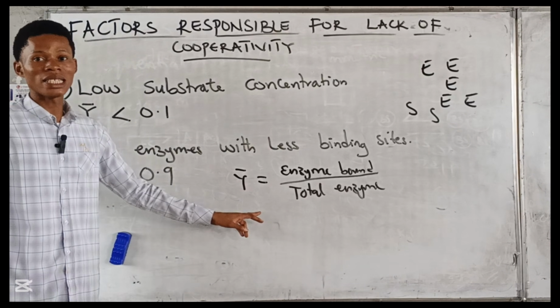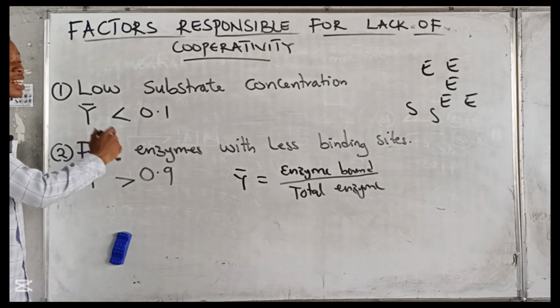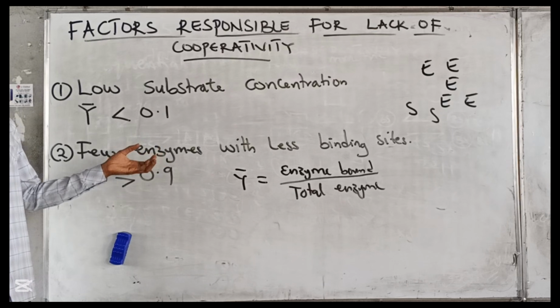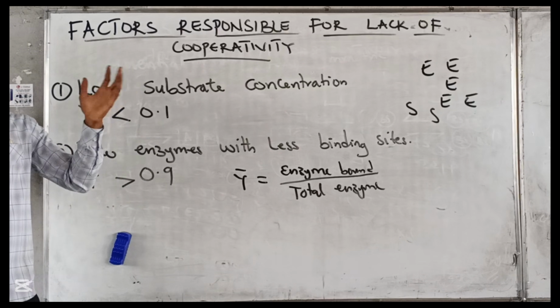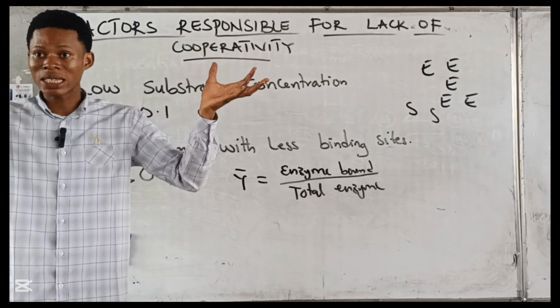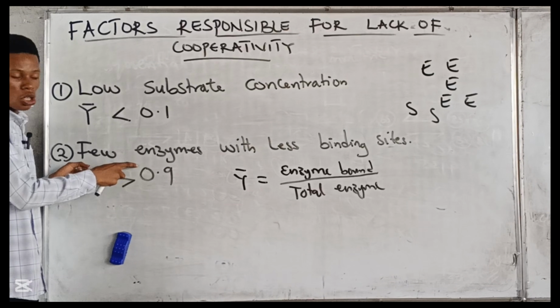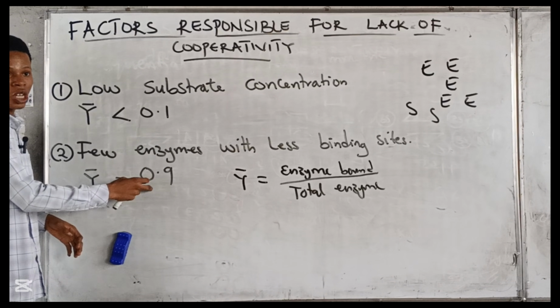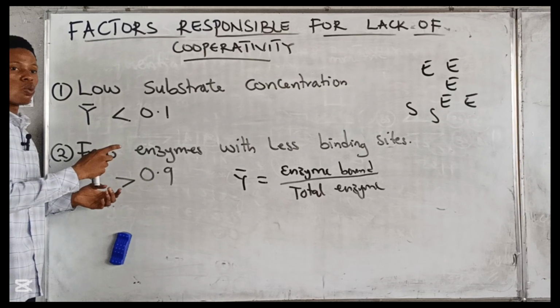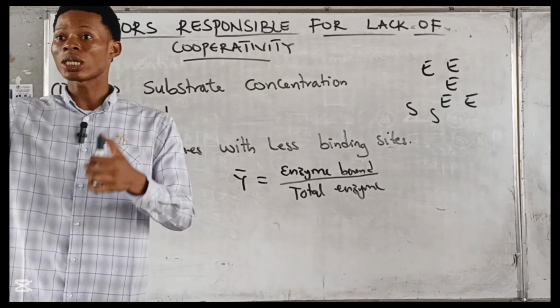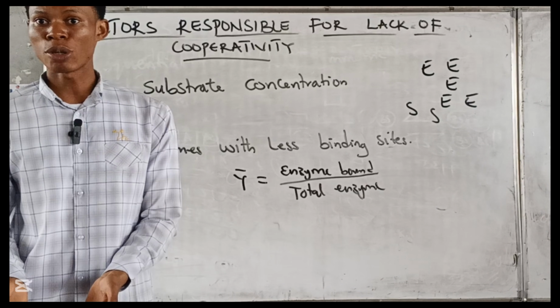Now, if you calculate this and what you are having is greater than 0.9, you should know that we have few enzymes, meaning that the substrate is high, right? The substrate is high and the enzymes are few. So if fractional saturation is greater than 0.9, then we have few enzymes with less binding sites. Few enzymes means that the substrate is higher than the enzyme, is it not?